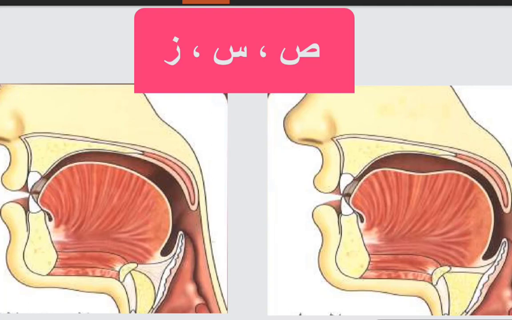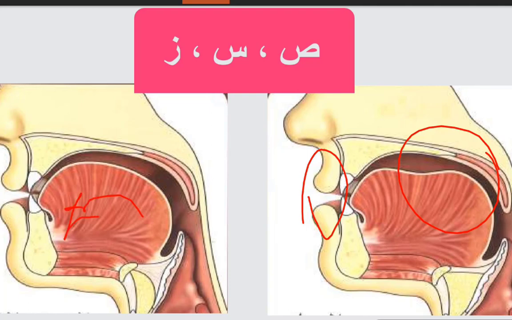Make sure to listen to the sound inside. Don't push the sound outside. Pushing air will weaken the letter and make you feel it is not a hard letter. Okay, so it is saw. Make sure not to move the lips when you read the letter Sad, because it is not a lips letter, it is a tongue letter. So we need to put the pressure or tension on the tongue, not on the lips.